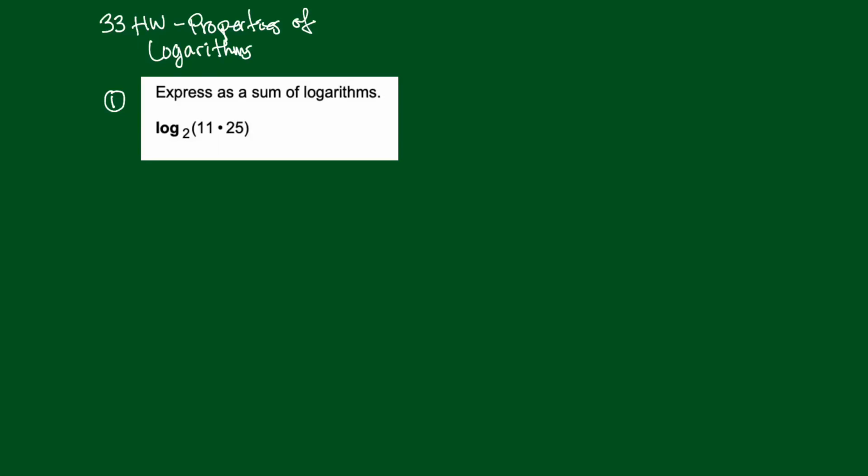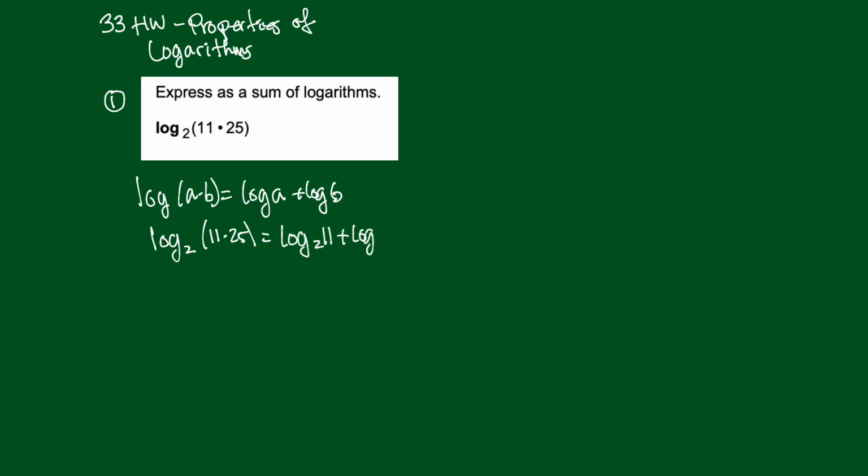Problem number 1 asks us to express this logarithmic expression as the sum of logarithms. Well, it is a multiplication. So multiplication, we're going to use this rule here. If you have the log of a times b, that turns out to be the log of a plus the log of b. So now we've got the log base 2 of 11 times 25. This is going to be the log base 2 of 11 plus the log base 2 of 25.